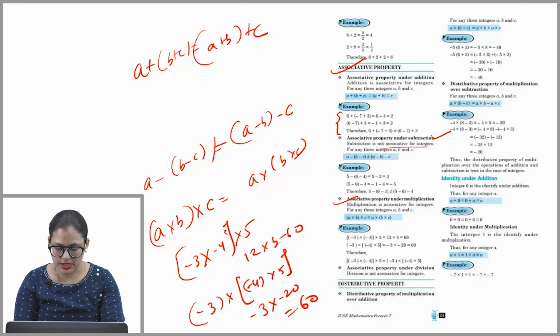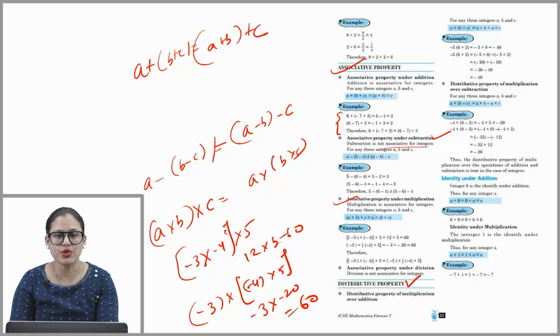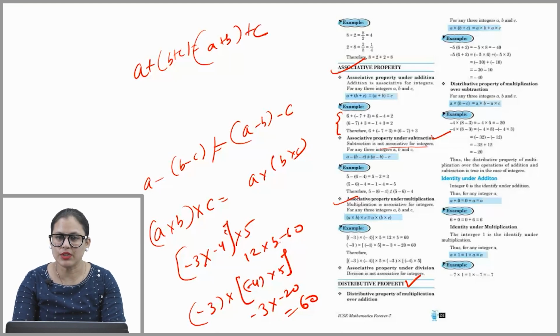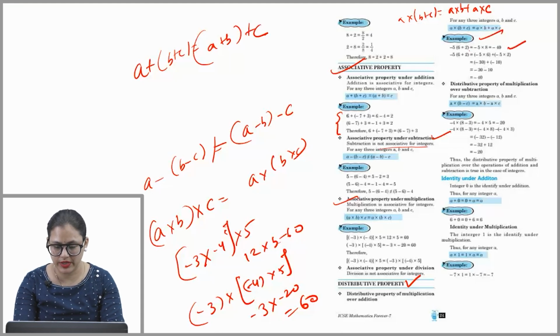Okay. Next, distributive property. Distributive property of multiplication over addition. For any three integers a, b and c, a into b plus c is equal to a into b plus a into c. For example, 5 into 6 plus 2 is equal to minus 40, and 5 into 6 plus minus 5 into 2 is also minus 40.